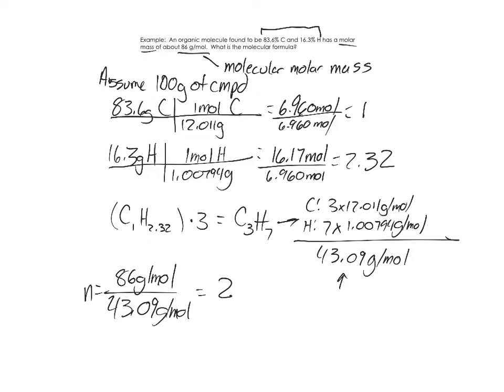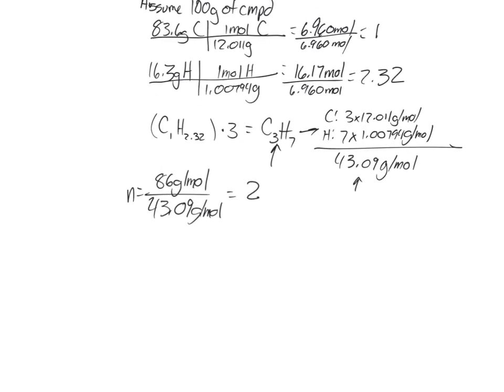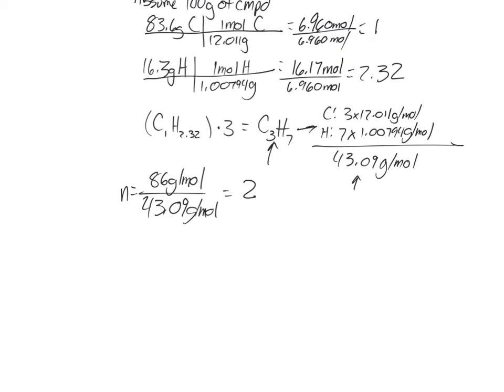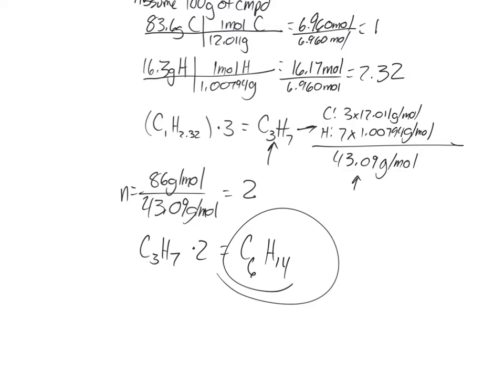So that means I take this guy here, multiply it by 2, and I'll get my molecular formula, excuse me. So C3H7 times 2 is equal to C6H14. This is my molecular formula. This is my empirical formula. Notice the two are different. They can be the same, though. So these problems are very good to know how to do. I definitely include them on my exams.